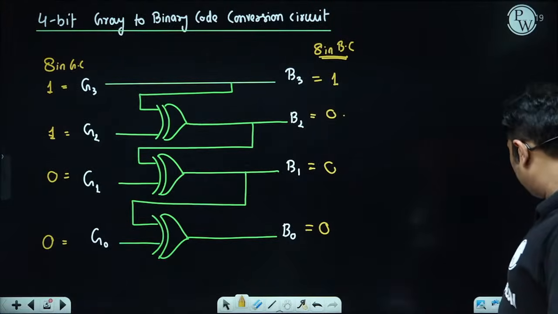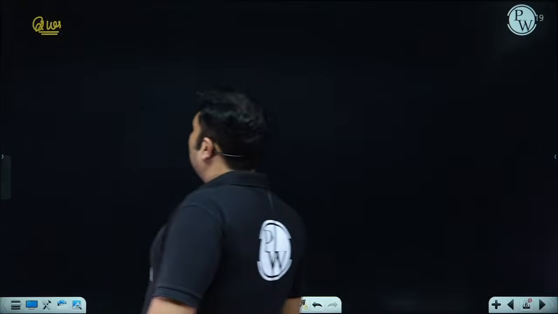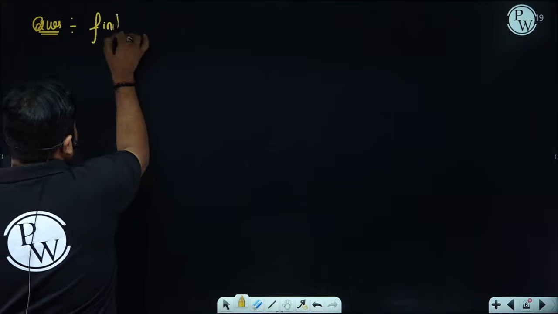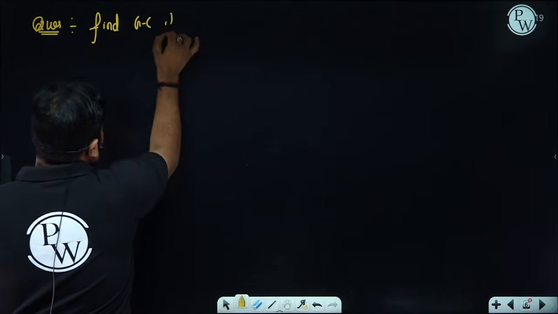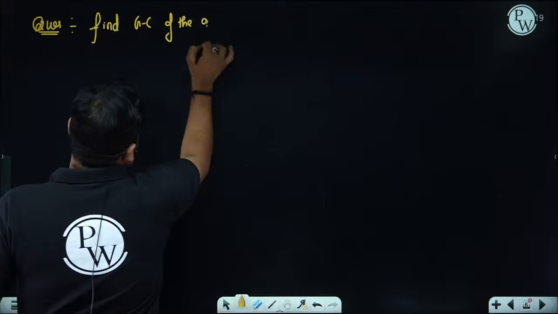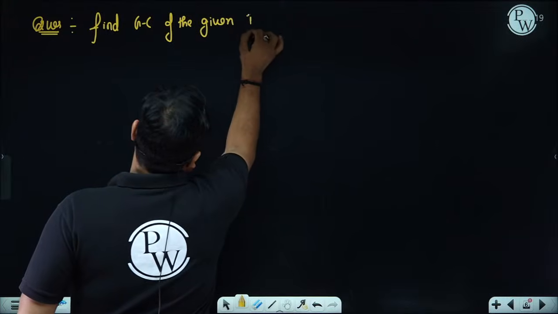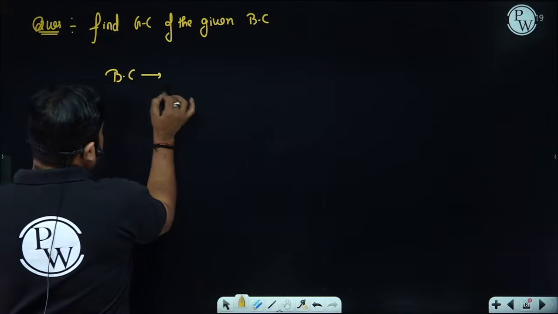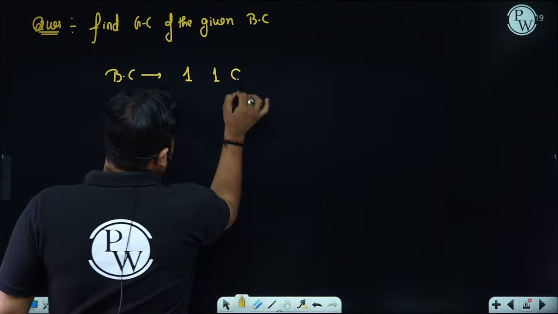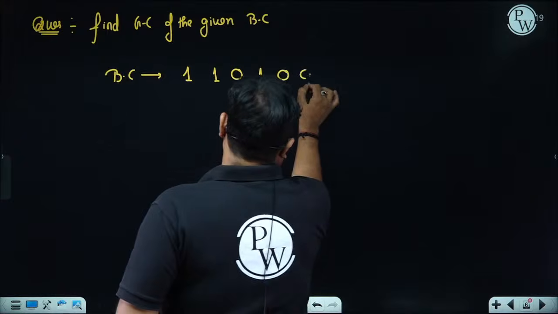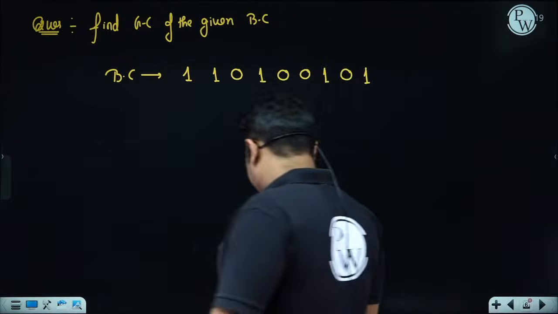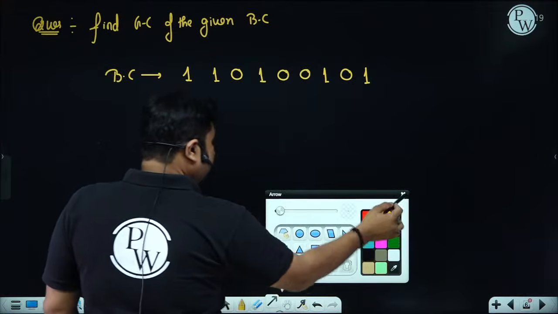Now let's talk about a question. Find the gray code of the given binary code. The binary code is given to you as 1 1 0 1 0 0 1 0 1. Can you find out the gray code, Betaji? It's very easy, sir.